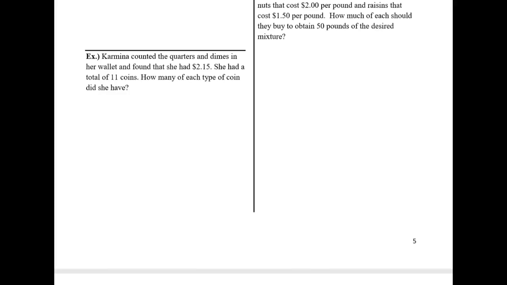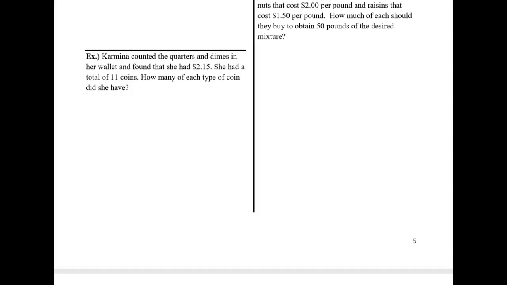Alright, in this video we are continuing on with solving systems of linear equations in two variables in application problems or story problems. In this example, here on the left, it says Carmina counted the quarters and dimes in her wallet and found she had $2.15. She had a total of 11 coins.